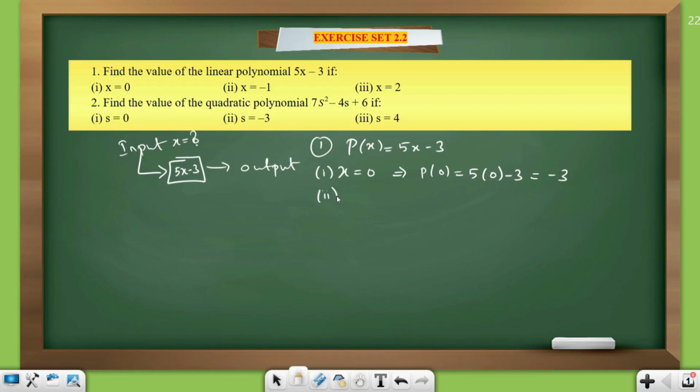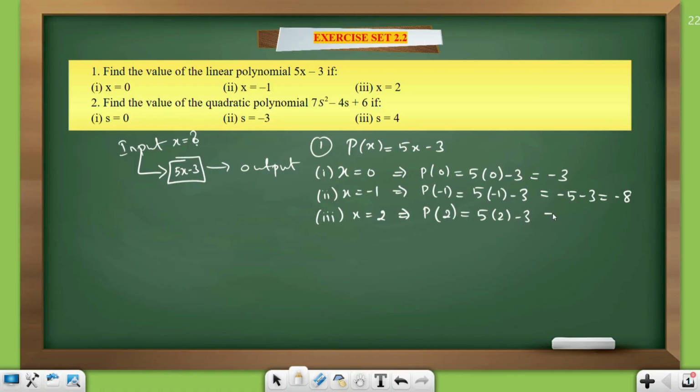Similarly, for the next one, x equals minus 1. So p of minus 1 is equal to 5 times minus 1 minus 3. 5 times minus 1 is minus 5, so minus 5 minus 3 is minus 8. And for the third problem, x equals 2. We replace x by 2. So 5 times 2 minus 3 is 10 minus 3, which is equal to 7. So this is for the first problem.